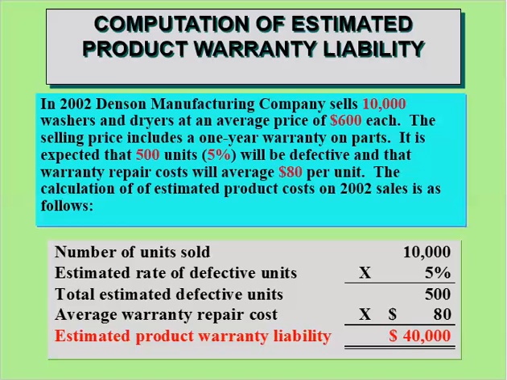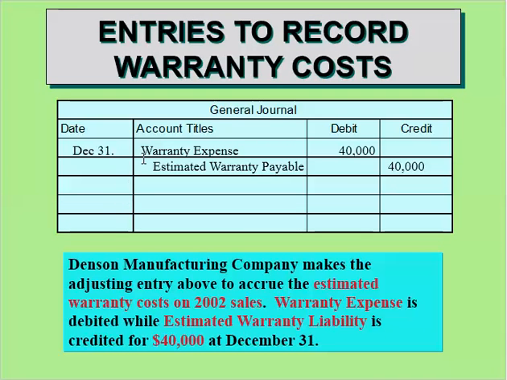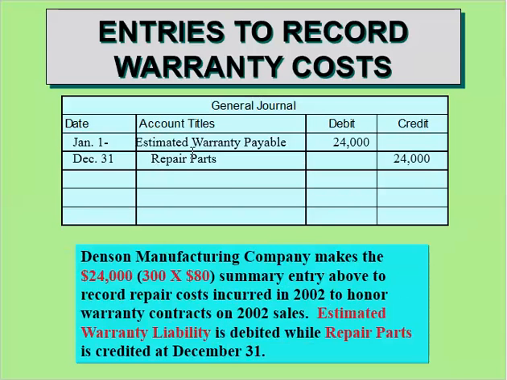So in the same period when we make the sale, when we sell them, we're going to record the warranty expense associated with selling that merchandise. Debit warranty expense for $40,000, credit the estimated warranty payable for $40,000. So we've just created a liability here now. So once those repairs start coming in, then we can go ahead and debit that estimated warranty payable and credit cash or the repair parts, whatever that might be. So in this case, looks like 300 of the units actually came in during 2002. So that was 300 times the $80 average repair cost. Debit estimated warranty payable, credit repair parts.